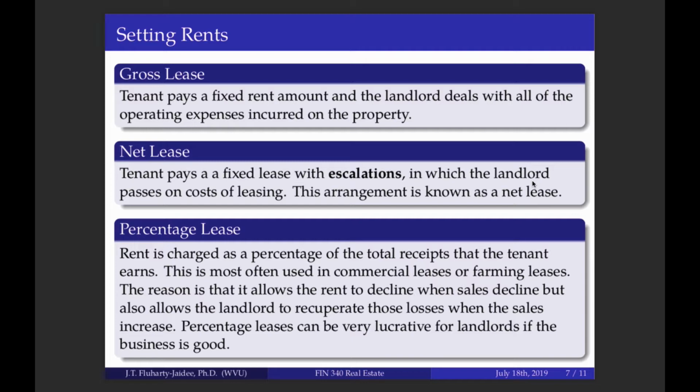Okay, the fixed part being important there. So this would be very lucrative for landlords, particularly if the business is good. And they will think ahead of time when they see this. They say, oh, this is a really good business idea, or they've seen this business before. They will try to get you into entering a percentage lease. If you are a first-time franchisee, be very wary of percentage leases.